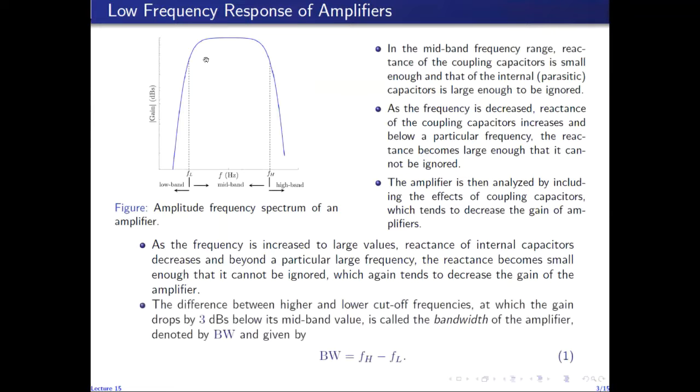So the frequencies at which the gain decreases by 3 dB below its mid-band value are called the cutoff frequencies. On the lower side, it is called the lower cutoff frequency, denoted by f subscript L, and on the higher side, it is called the higher cutoff frequency, denoted by f subscript H. And the range of frequencies between f_H and f_L is called the bandwidth of the amplifier, which is denoted by BW.